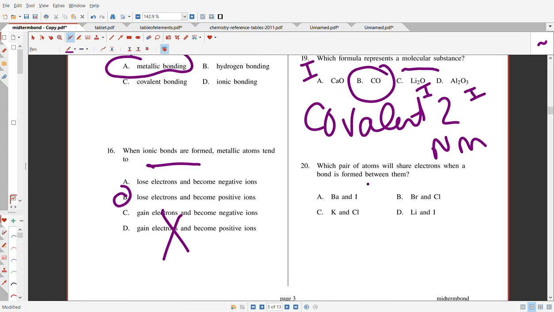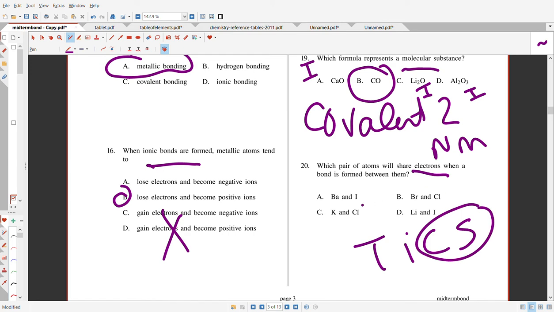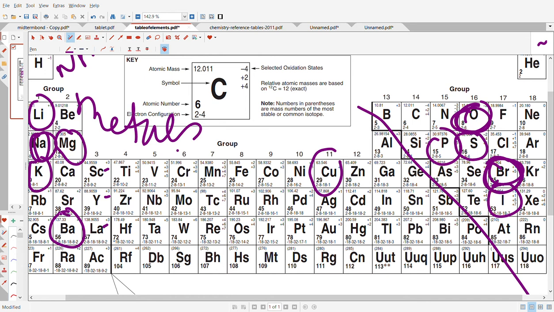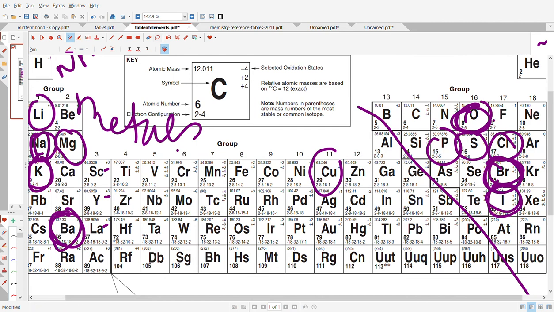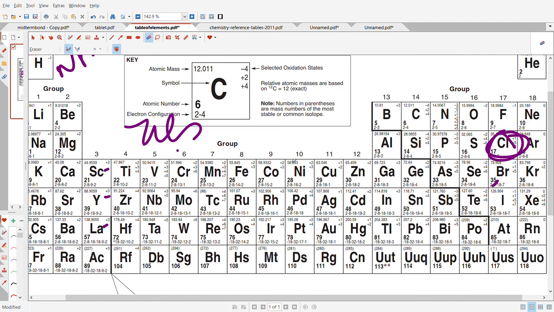So those are all ionic. Now, what pair will share electrons? Share electrons means covalent. So let's see. We have BaI and KCl. Ba and I is ionic because metal, nonmetal. KCl is metal and nonmetal. So that's ionic. That one's ionic. Li and I is ionic, and these two, Br and Cl, are right here. They're both nonmetals. Good? Yes.